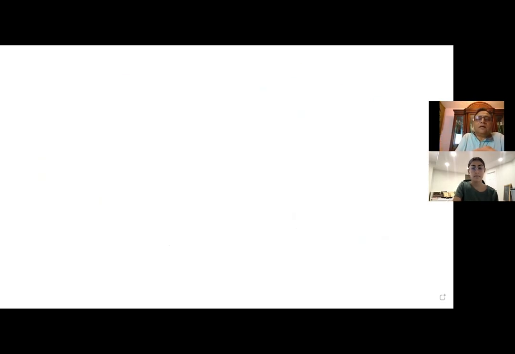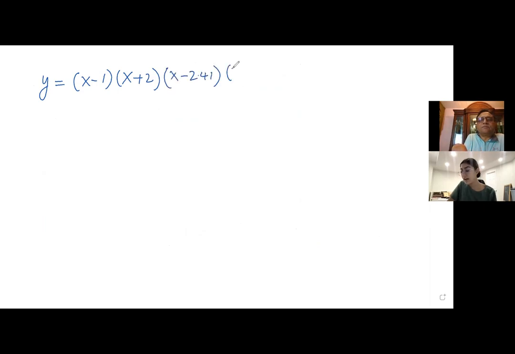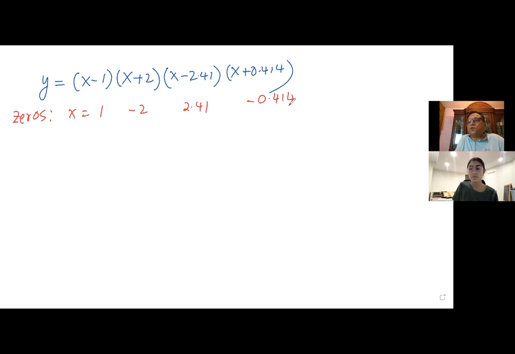So let me erase this and write down the function now. So y equals what? y equals x minus 1, x plus 2, x minus 2.41, x plus 0.414. So we have 4 zeros. So let's write down the zeros which we have. x equals 1, minus 2, 2.41, and negative 0.414. Perfect. So we have these 4 zeros.